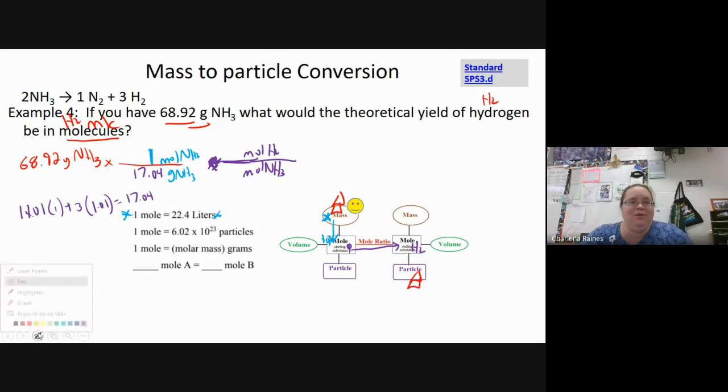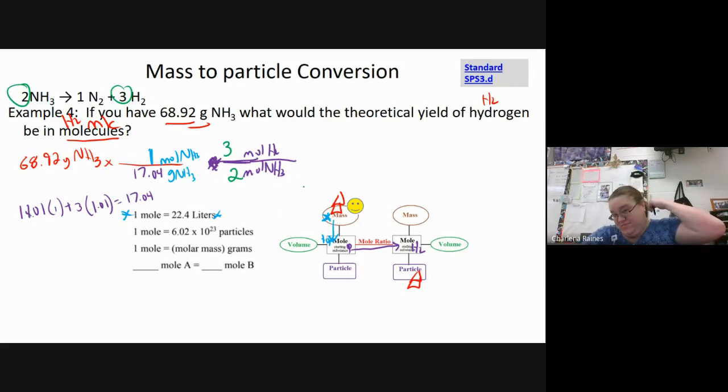I've got a mole over a mole. That means I'm using my coefficients: 2 on bottom, 3 on top. So last but not least, we've crossed that mole ratio bridge. I am now ready to go to my last and final step, which is particles.